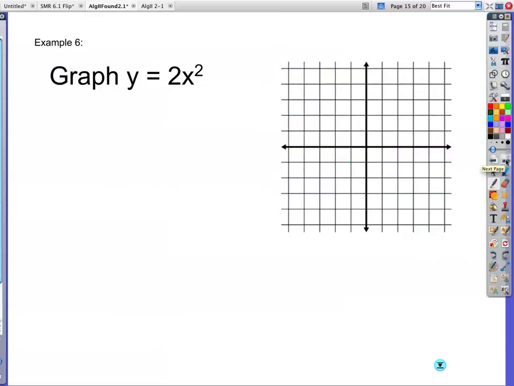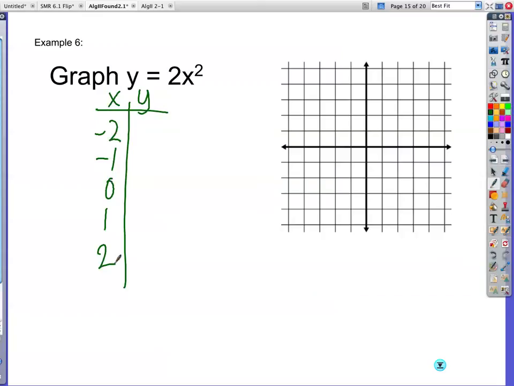Example 6, let's try it again. Different kind of graph. y equals 2x squared. Once again, the fave 5 will work. I like it best, however, if we have just an idea of what kind of graph this is going to be. You see x squared, you should be thinking, oh yeah, a parabola. I should see a U-shaped graph. If you don't have enough points to see that U-shaped graph, keep adding on to your fave 5.